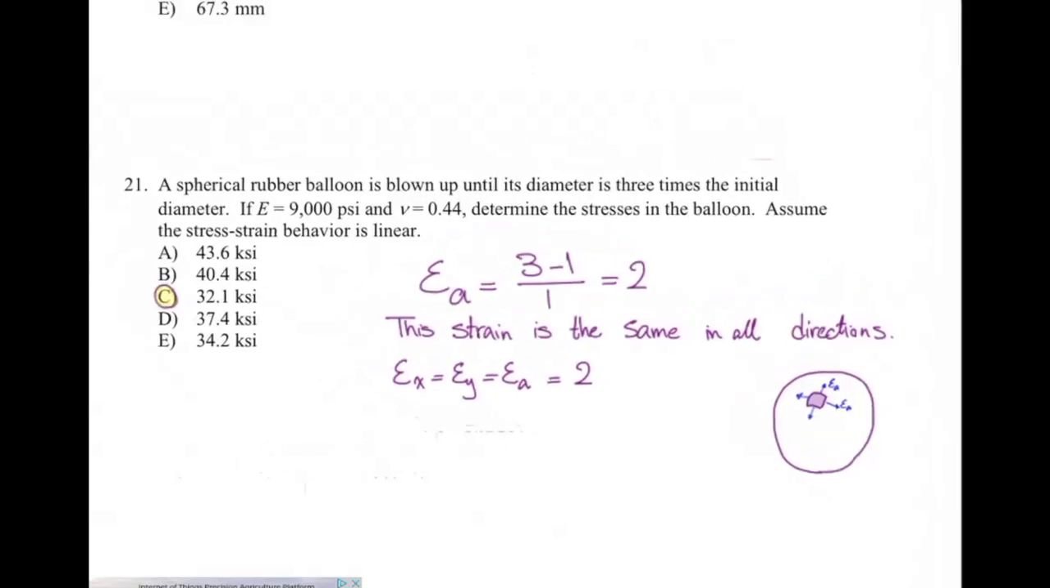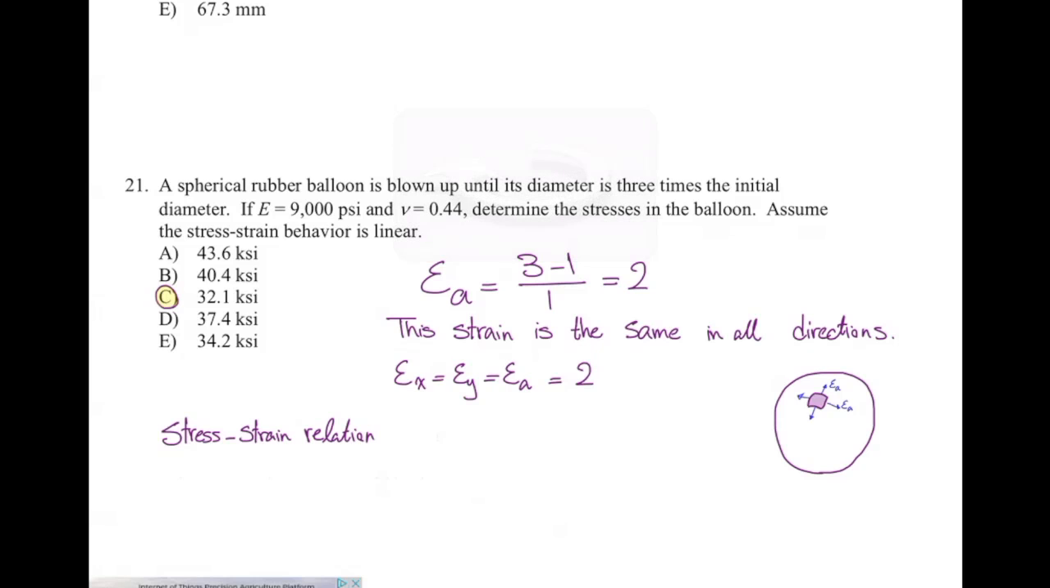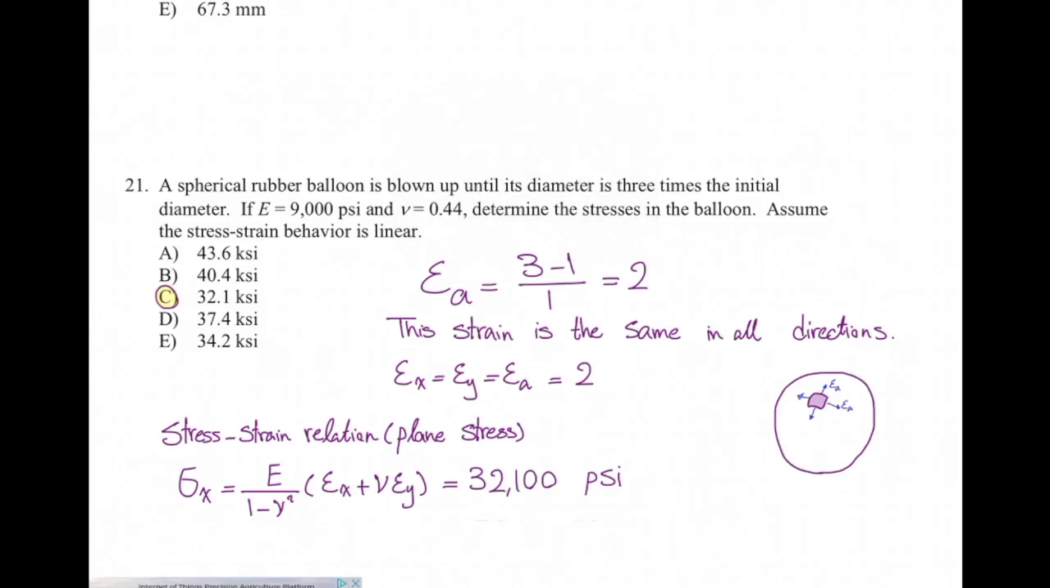And now I can use the generalized Hooke's law to determine stresses from strain. Again, here we are working with a thin element, and thin element means plane stress problem. So I will use the simplified equation of plane stress problem, and I will write it down like this. Sigma x is E divided by 1 minus nu squared times epsilon x plus nu epsilon y. And that gives me 32,100 psi, which is equal to 32.1 ksi.